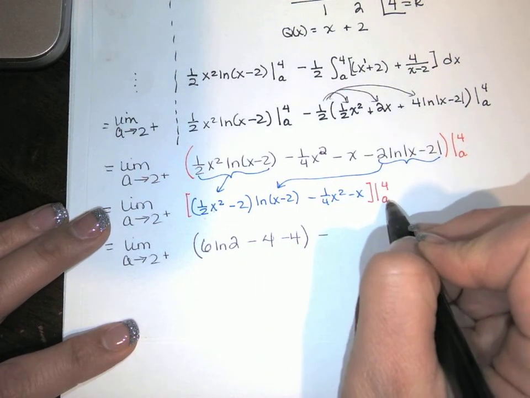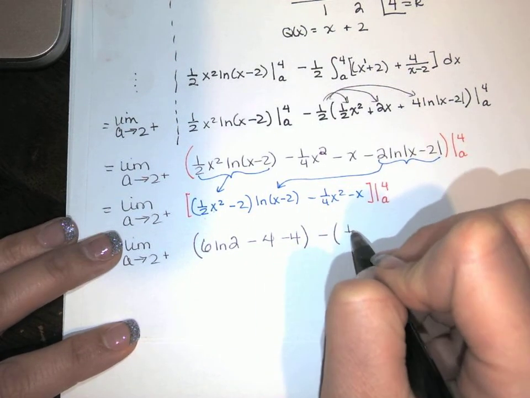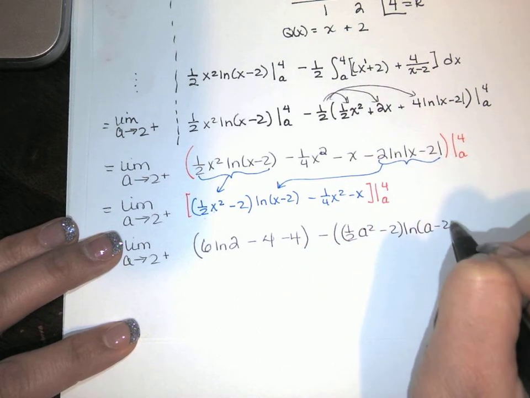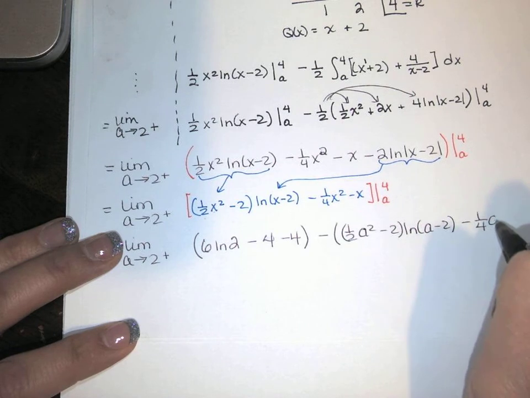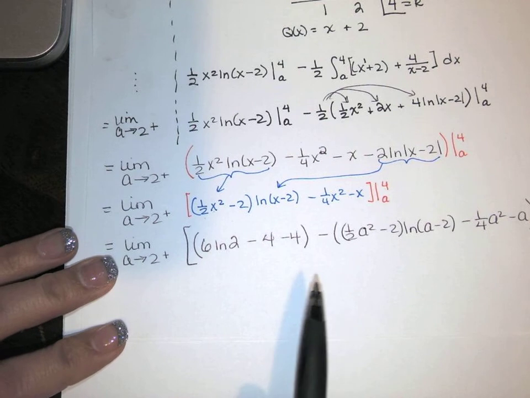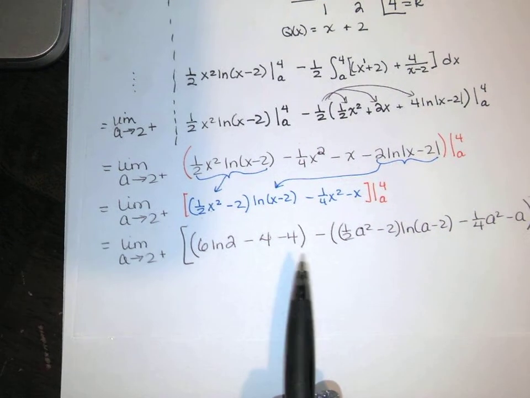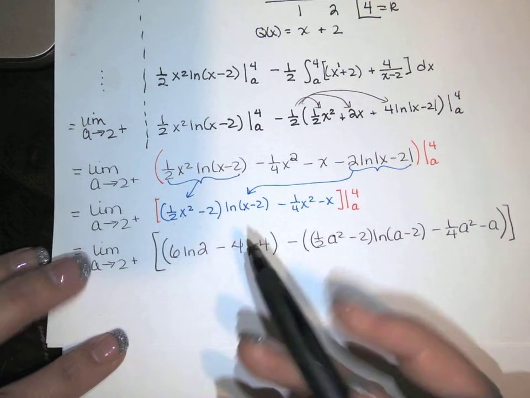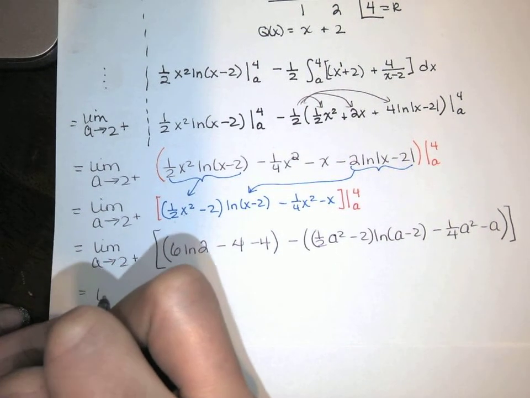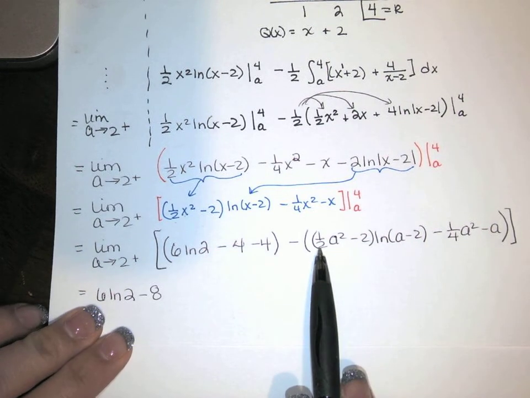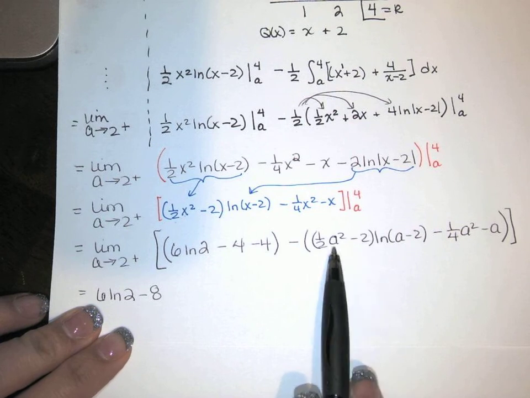Then substitute in x equals a. So we have 1/2 a squared minus 2 times natural log of a minus 2, minus 1/4 a squared minus a. All of that we need to simplify. We need to take the limit of this entire quantity as a approaches 2 from the right. Now that's just a constant, so that's not going to change. We're just going to have 6 natural log of 2 minus 8. And then as a approaches 2 over here, notice we get 2 squared. 2 squared is 4.